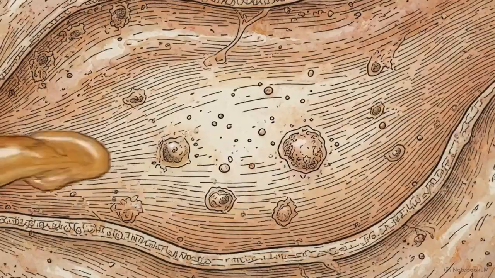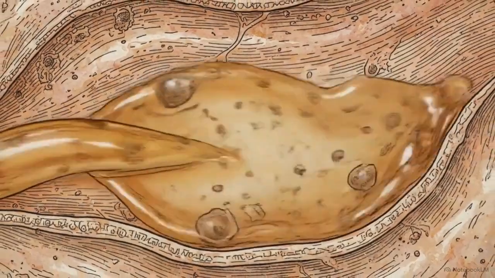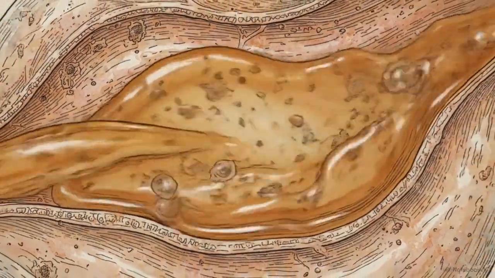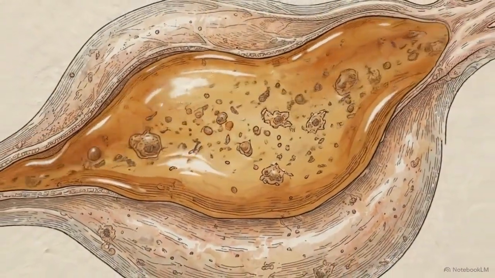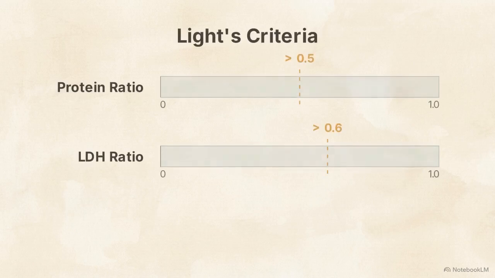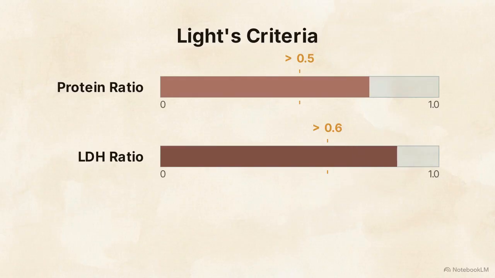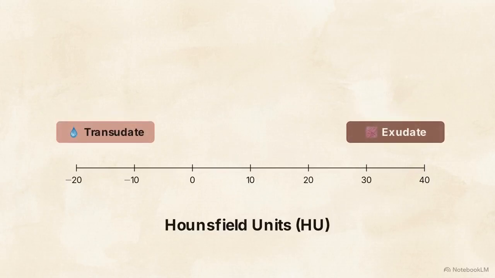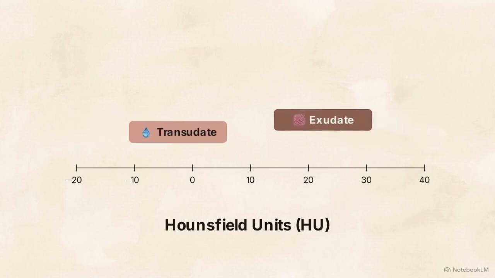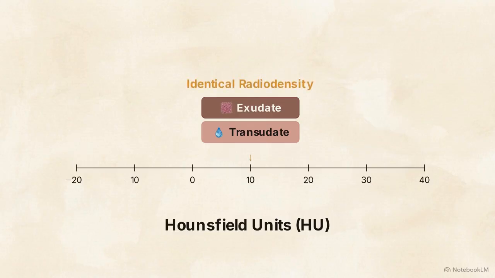When fluid expands the space, we must distinguish between low-protein transudates and high-protein exudates driven by inflammation or malignancy. We use Light's criteria for classification. An effusion is an exudate if the pleural to serum protein ratio exceeds 0.5, or the lactate dehydrogenase ratio exceeds 0.6. Hounsfield units, the standard quantitative scale for radiodensity on CT, often provide identical readings for both transudates and exudates.